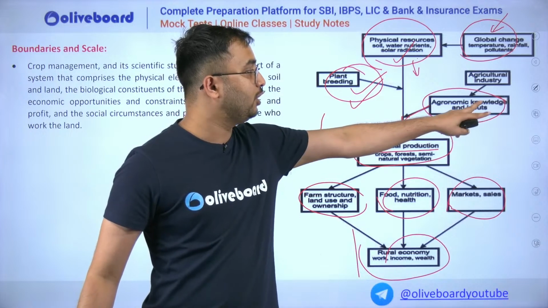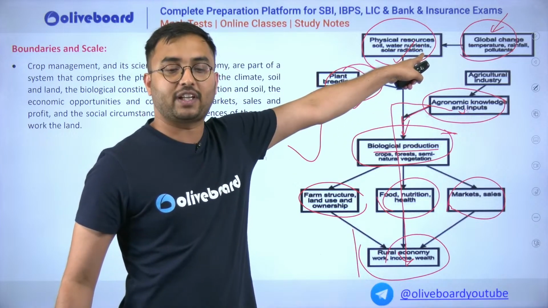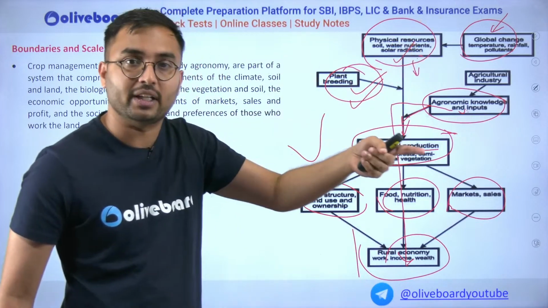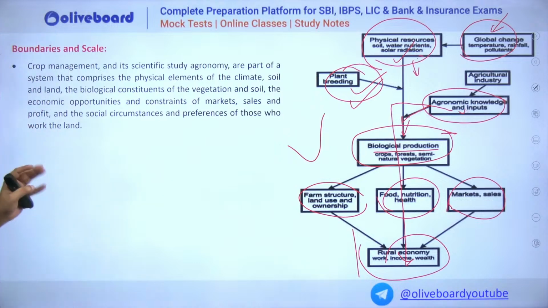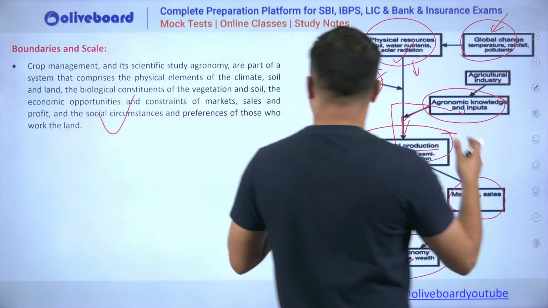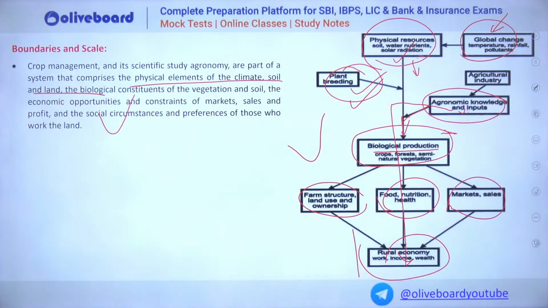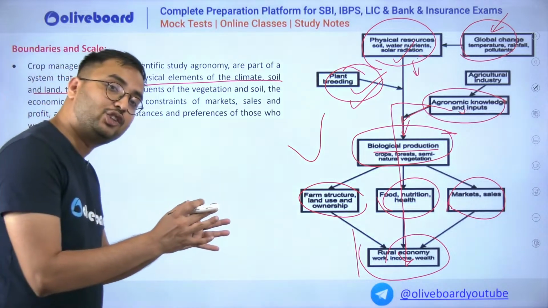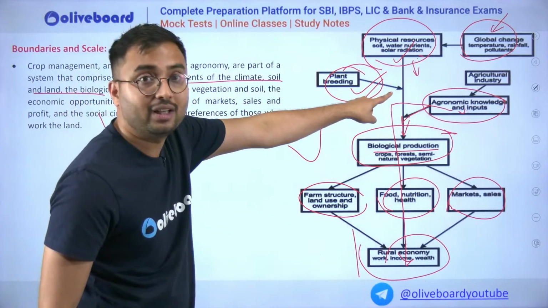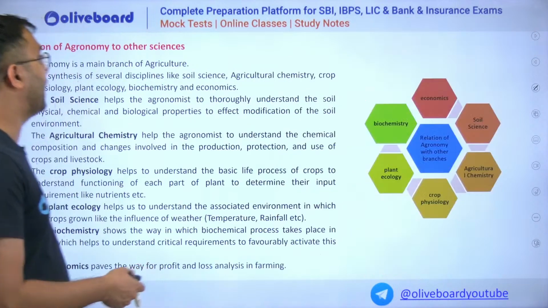The agronomical knowledge and inputs helps us to align all of these processes in spite of external factors affecting your agriculture negatively. Okay, so this is how boundaries and scales are there. That is how your scientific study of agronomy can affect and control the agriculture irrespective of your physical elements and external factors like climate change, biological constituents like vegetation, soil, etc. So it provides agriculture an opportunity in your scarce resources as well as climate change activity. Okay, so in this way agronomy helps.